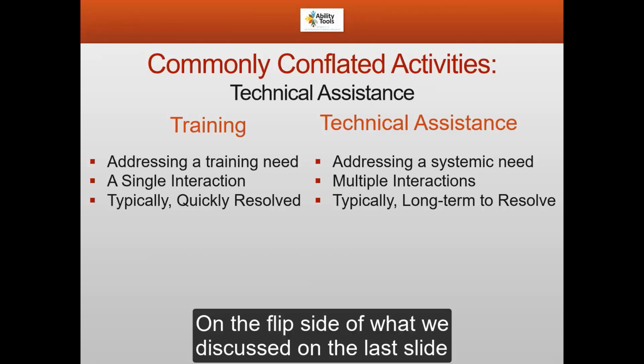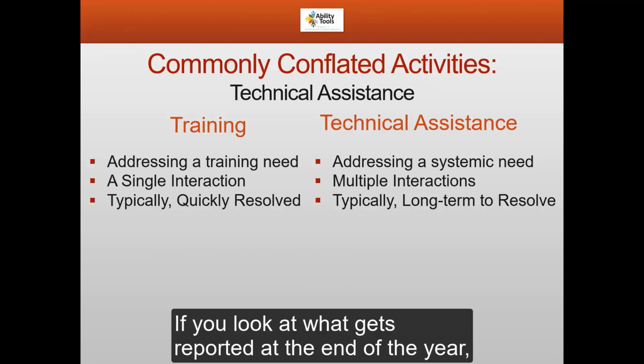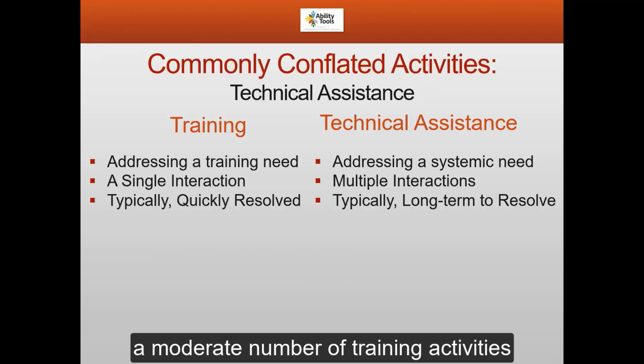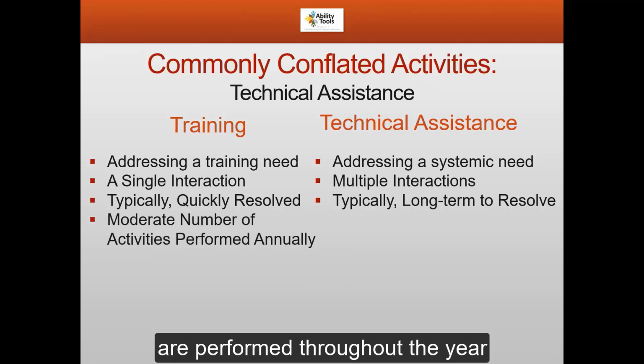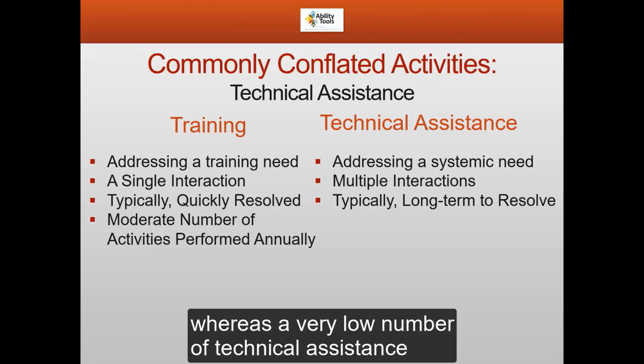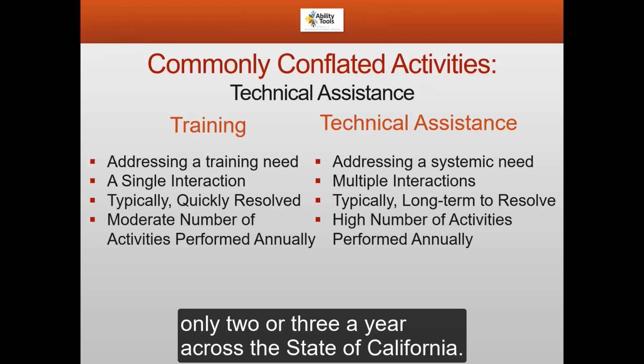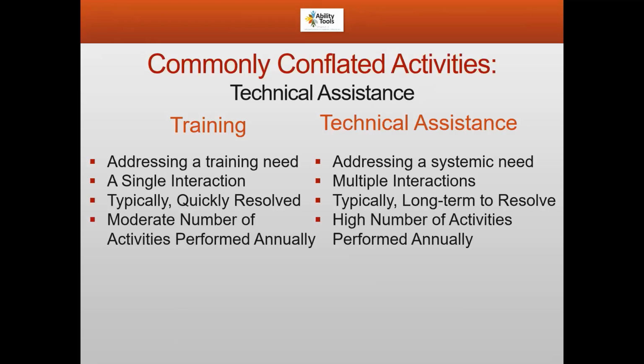On the flip side of what we discussed on the last slide about the frequency of these activities, if you look at what gets reported at the end of the year, a moderate number of training activities are performed throughout the year, around a couple a month across the state of California, whereas a very low number of technical assistance activities are reported throughout the year, only 2 or 3 a year across the state of California.